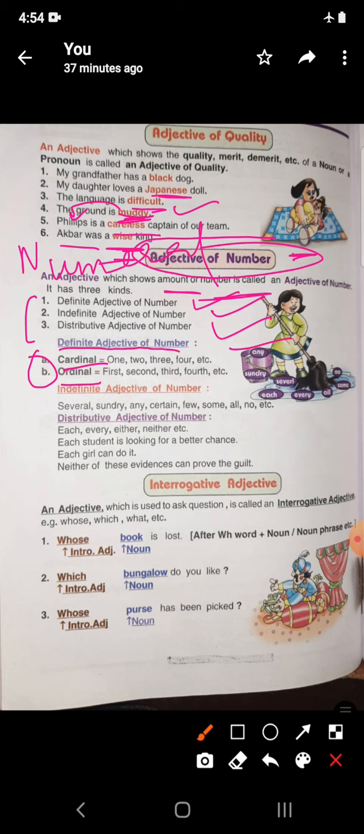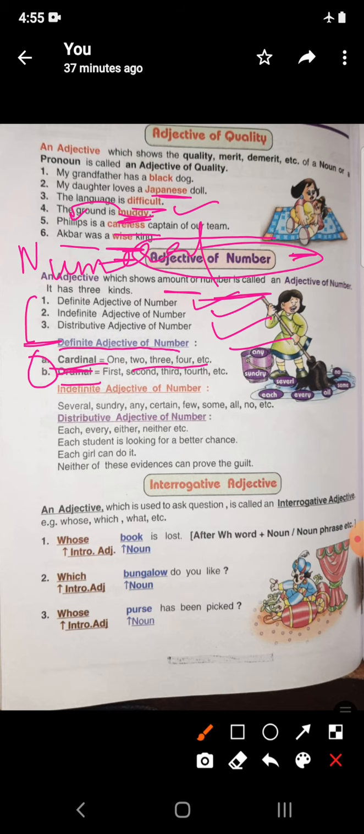Jahan se hame definite exact pata chalta hai. 1, 2, 3. Ye jo ginti jisse hame pata chalta hai, how many nouns are there or how many things are meant, that is the adjective of number. Adjective of number mein definite adjective of number hai. Definite adjective of number mein ye cardinal hai. Cardinal talks about the count. Yahan par count ka hame pata chalta hai.